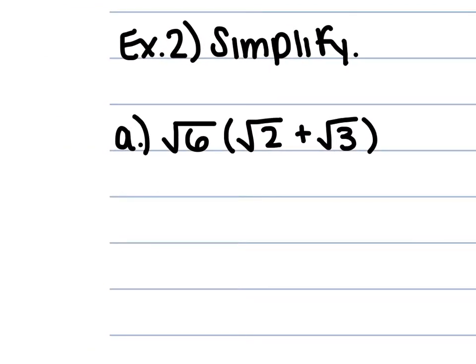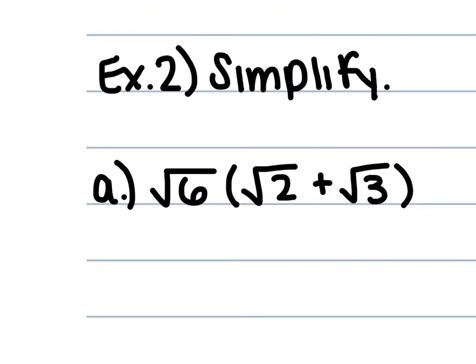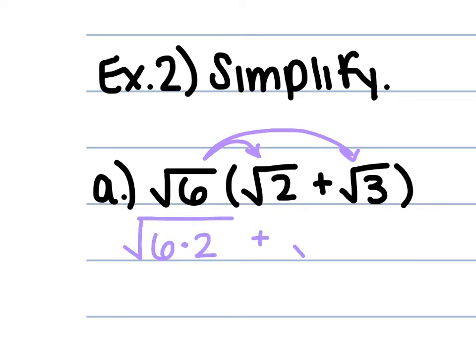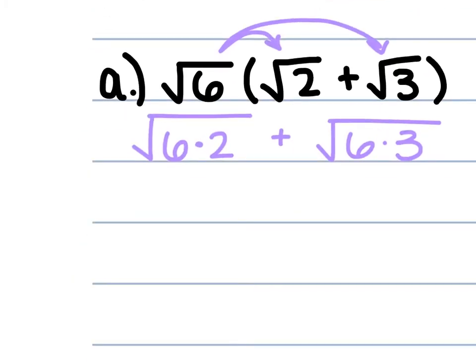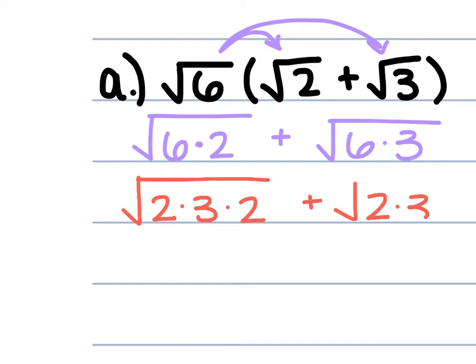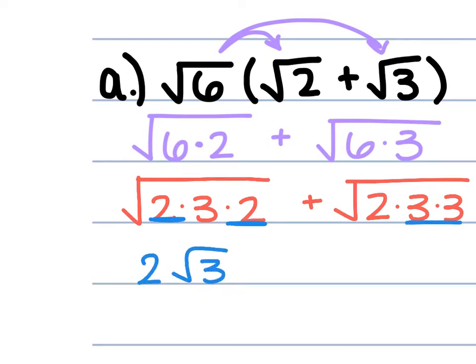If we look at example 2A, we are simplifying this by distribution. So we have the square root of 6 times the square root of 2 plus the square root of 3. So we're going to distribute. We're going to do the square root of 6 times 2 plus the square root of 6 times 3. Now we can do this one of two ways. We know that we have to find the square root of these, so we can rewrite this as the 6 of 2 times 3, keep the times 2, and then the same thing with the other one, 2 times 3 times 3. We're looking for groups of 2. We have a 2, so we have 2 square root 3 for this one, and then we have the 3, so it's going to be 3 square root 2 for that one.